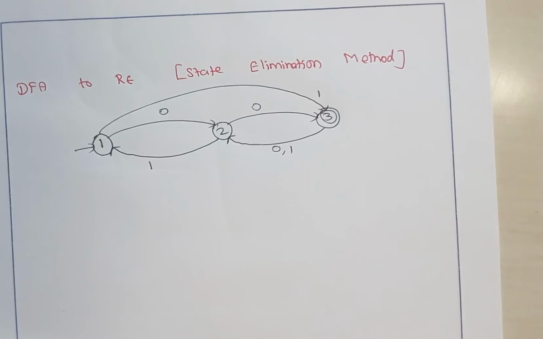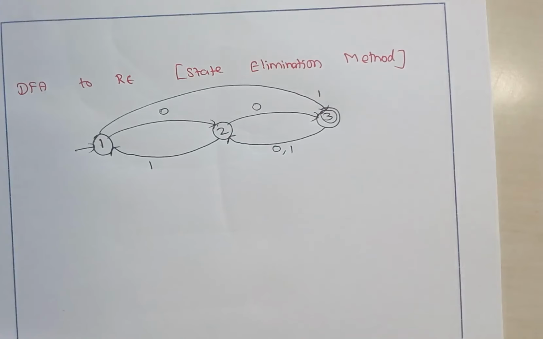Now we want to convert this DFA to a regular expression, and we follow the usual procedure. This is the state elimination method, so we are going to eliminate all the intermediate states and we are going to keep the starting and final state as they are. We are going to eliminate all the intermediate states, and we are just going to derive one expression from the starting state to the final state as a single regular expression. So that will be our final regular expression.